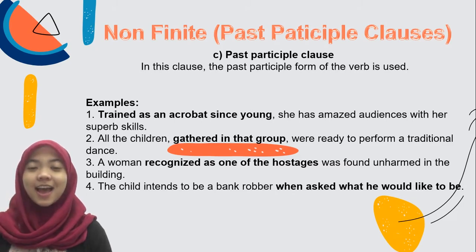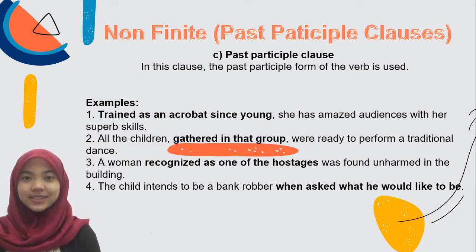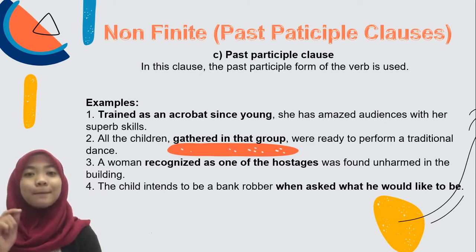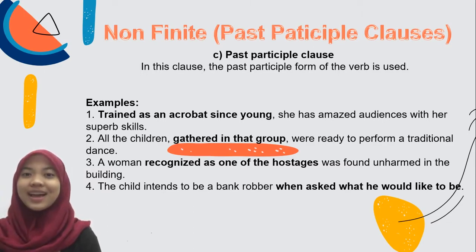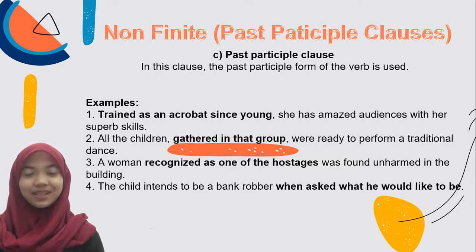Hi guys, I will present non-finite section 3 about past participle clauses. In these clauses, the past participle form of the verb is used by adding -ed, -en, -d, -t, -n, or -na. A past participle can serve as a verb forming the present perfect tense or passive voice, and as an adjective.